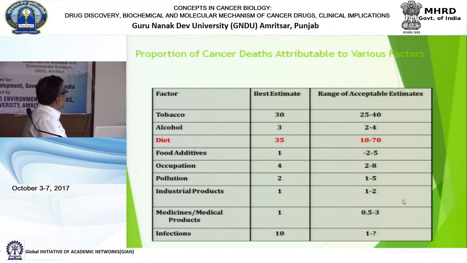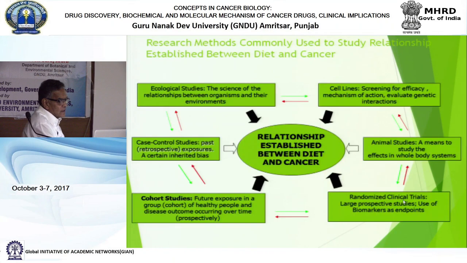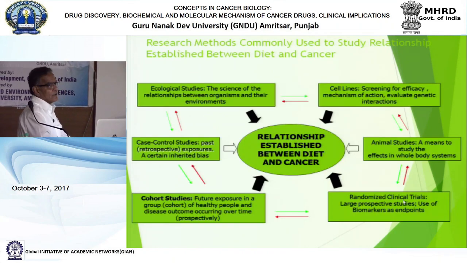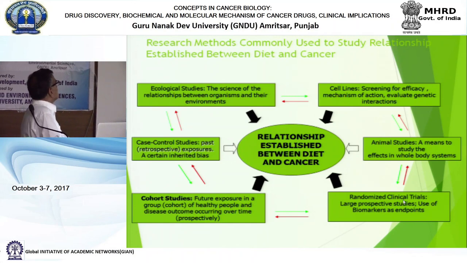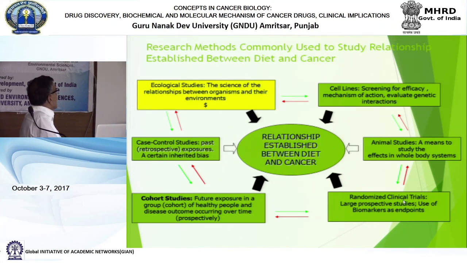So all these things are showing you what is correlated with cancer death. I'm going to go quickly to show you this study, okay? And then we'll close. Give me 5 minutes. So the epidemiological, how it is important. If you look at the ecological studies, the science of relationship between organisms and their environment, okay?